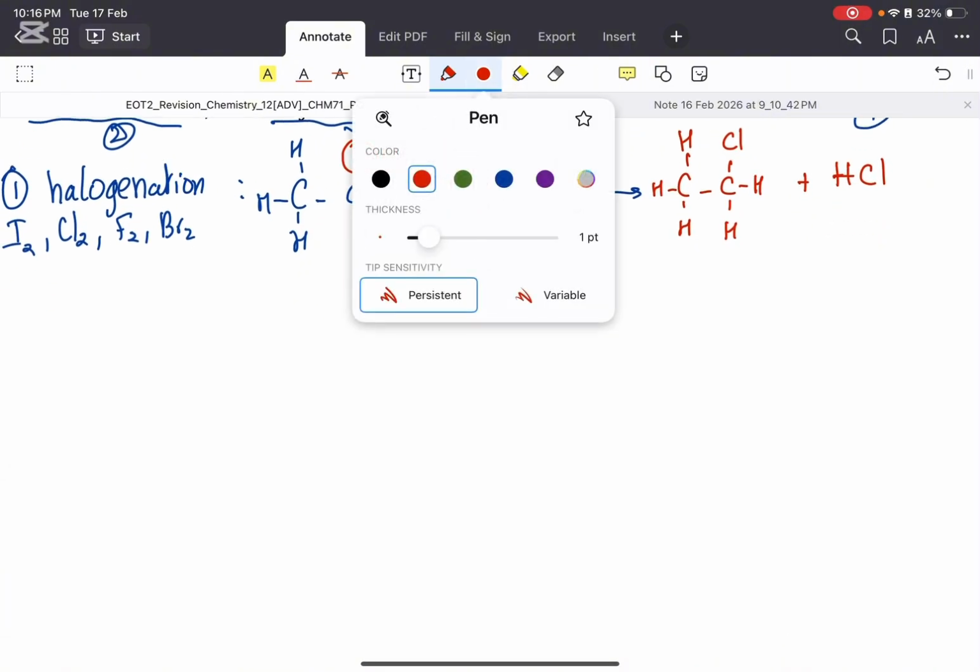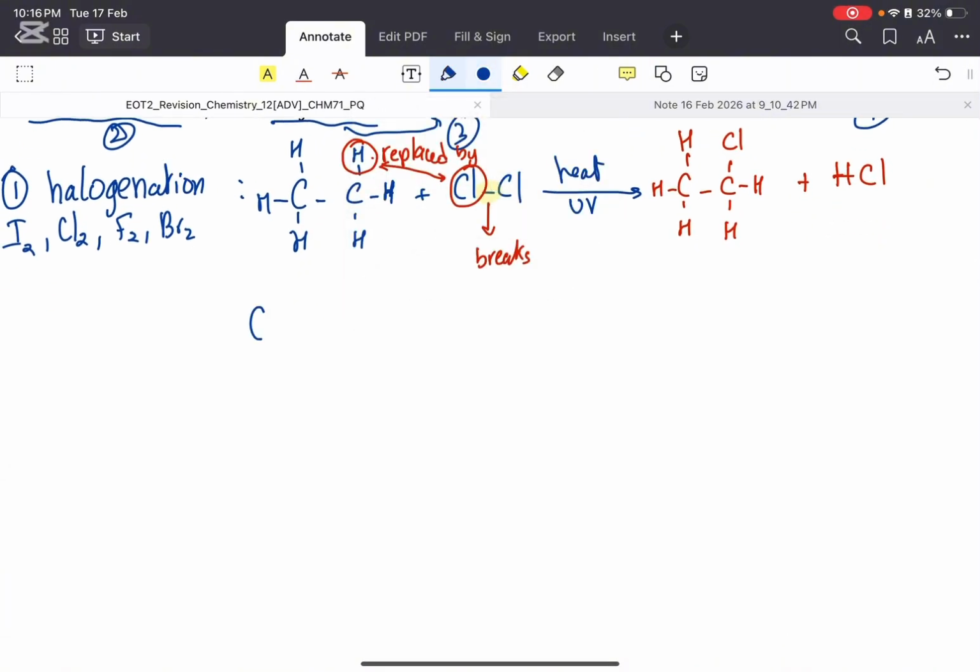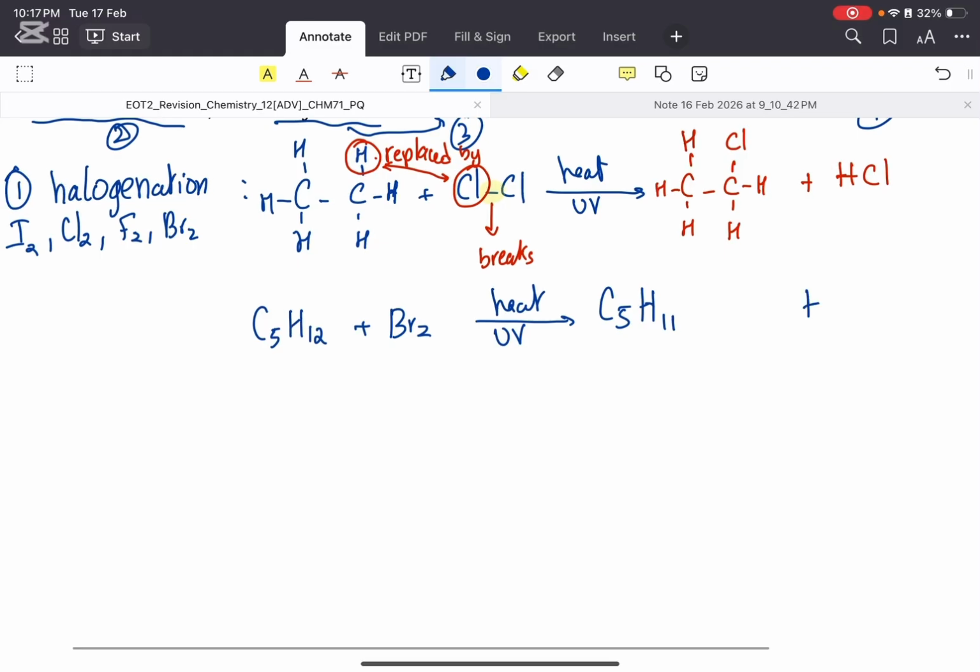Let's take another example. Suppose I have C5H12. That's an alkane. And I added to it Br2. So there's heat and there's UV light. Again, one of those 12 hydrogens is going to be replaced with a Br. So instead of having 12, now I'm going to have 11. And one of those hydrogens is going to join the other Br. Note that this is Br2. So one of those Br is going to be here, and the other one, it's going to be here.